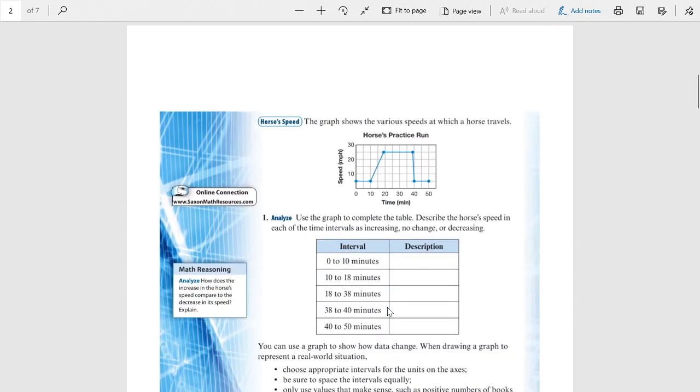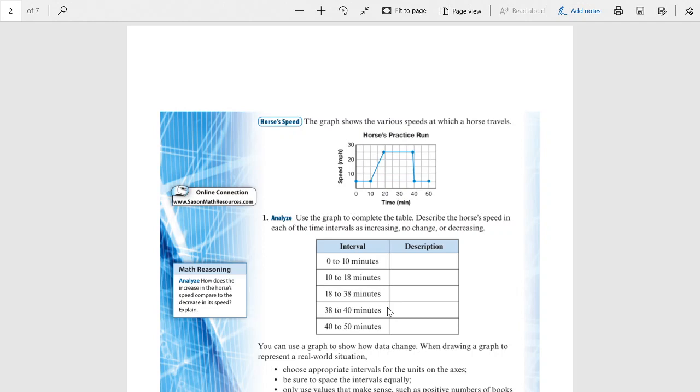So here's another situation. We have the graph showing various speeds at which a horse travels. On the x-axis, we have time, since that is our independent variable. And then speed depends on the time for this horse. So it is our y, so it is our dependent variable. It says, use the graph to complete the table. Describe the horse's speed in each of the time intervals as increasing, no change, or decreasing.